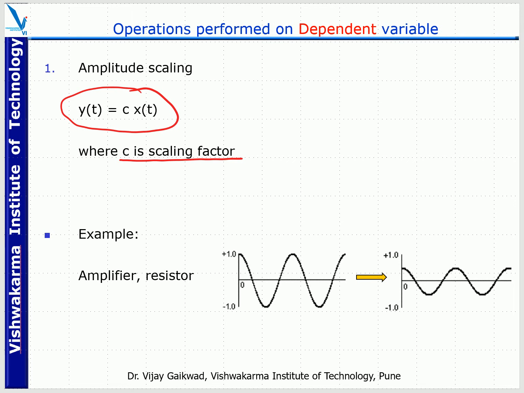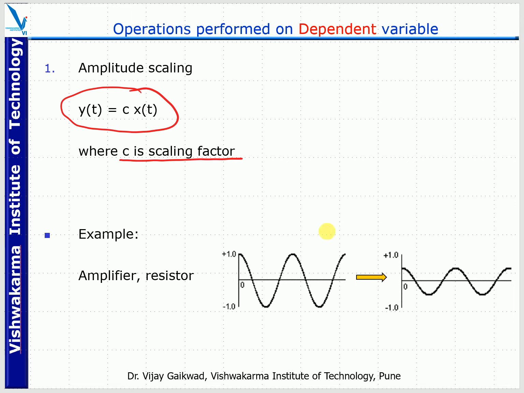C scaling factor is being multiplied to the amplitude of original signal x of t, and hence a new signal y of t is generated. The example of amplitude scaling operation is the amplifier, where output y of the amplifier is given by g into x, where g is the gain of the amplifier and x is the input signal.